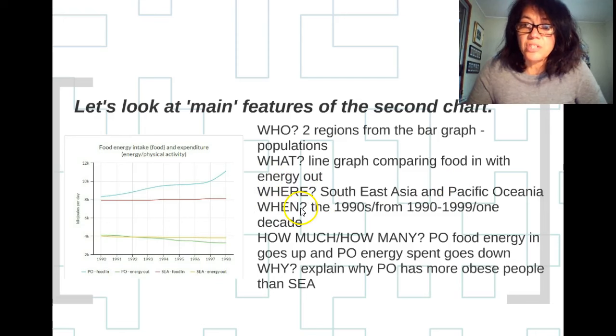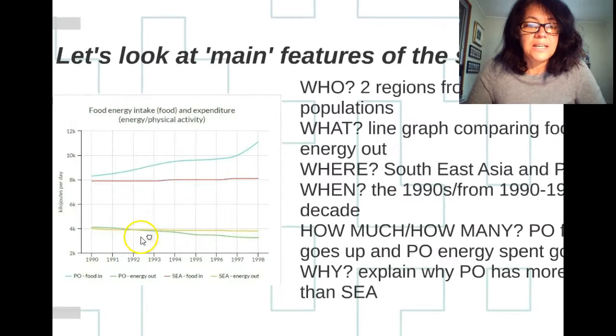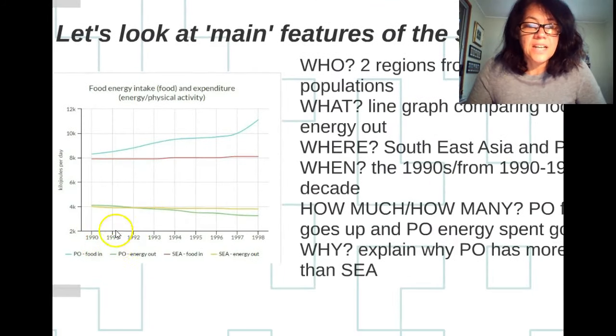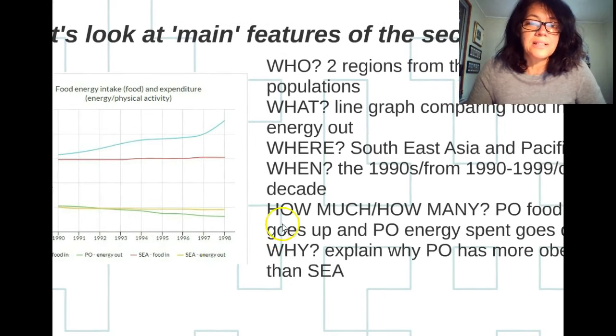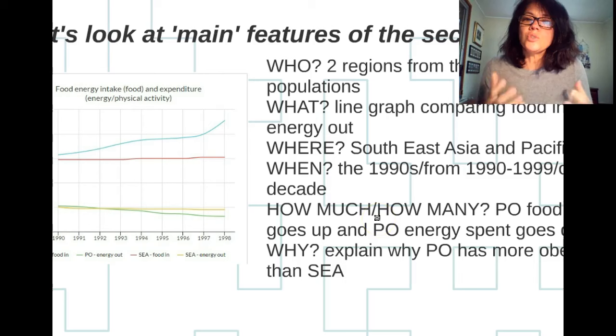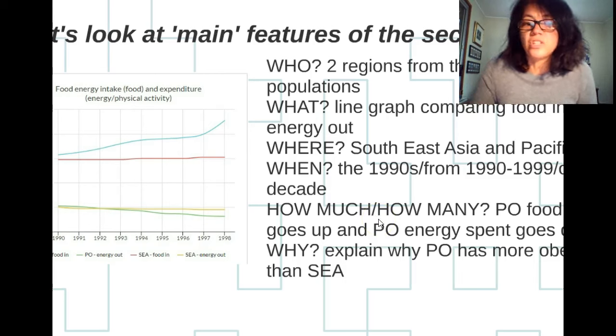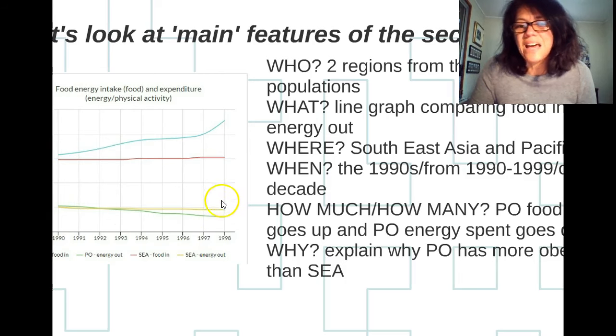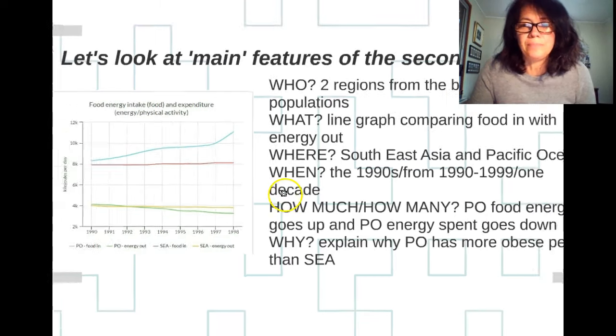Where does the information come from? Southeast Asia and Pacific Oceania. Do we know when the data was collected? Yes. Can you see here? It's got the 1990s. And the last question you might want to ask is how much or how many, just to see the very quick observations straight away. You can see this one goes up, this one goes down and the other two are largely the same.